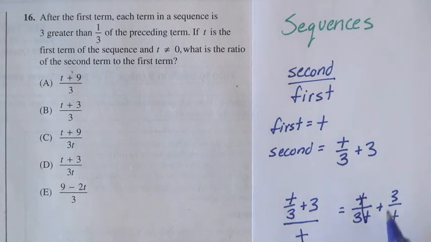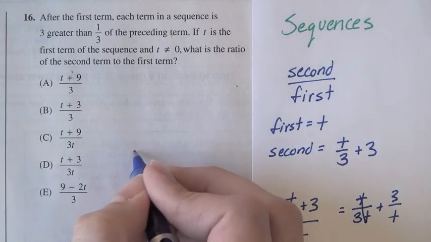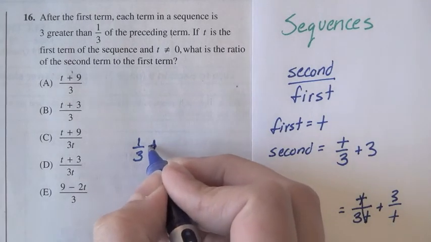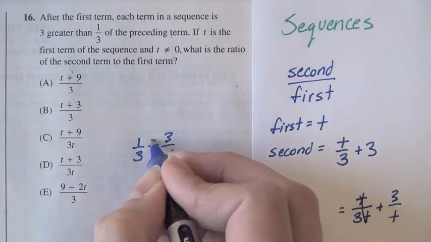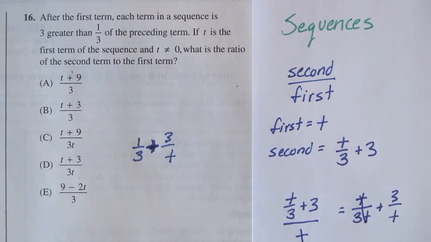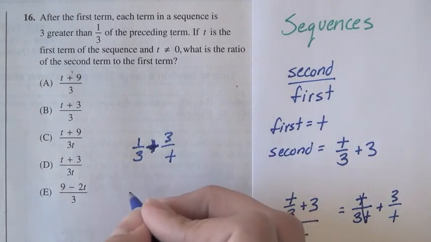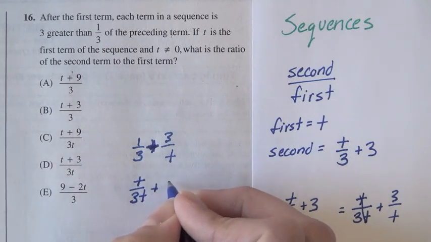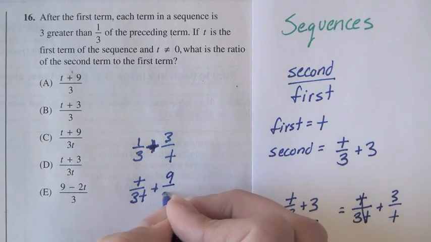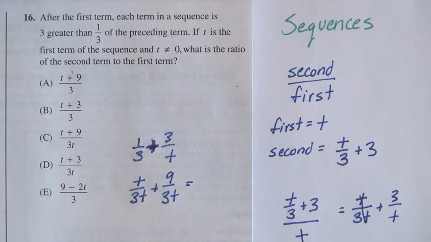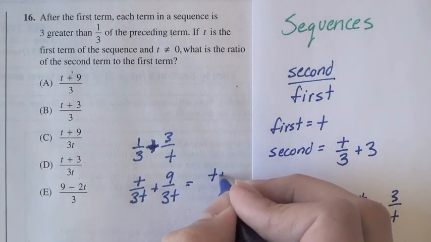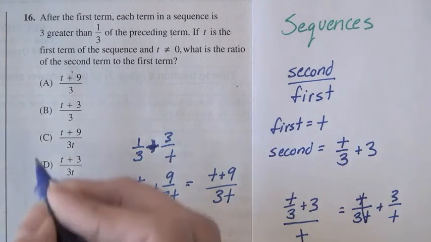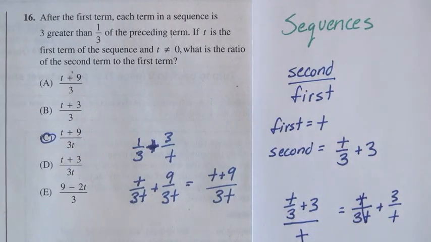This will cancel, and I'll move over here to finish up. And we'll get 1/3 plus 3 over t. Should be a plus sign. To add these up, we'll need a common denominator. Common denominator is 3t. So we'll get t over 3t plus 9 over 3t. And that's equal to t plus 9 over 3t. And that's the correct answer, C, t plus 9 over 3t.